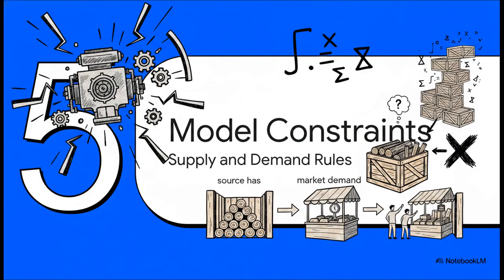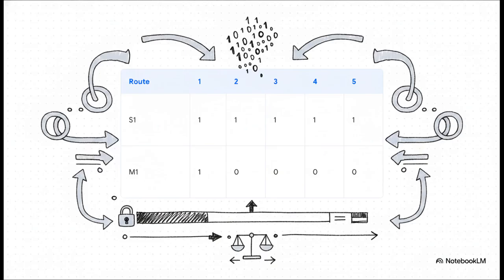Section 5. Defining the model constraints. Because an engine without guardrails is just going to crash, right? A model without constraints will give you impossible answers, like shipping 1,000,000 tons of wood for free. Look at how the loops generate this beautiful binary map of ones and zeros to communicate with LP-Solve.